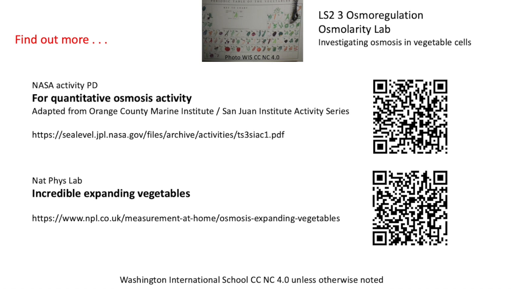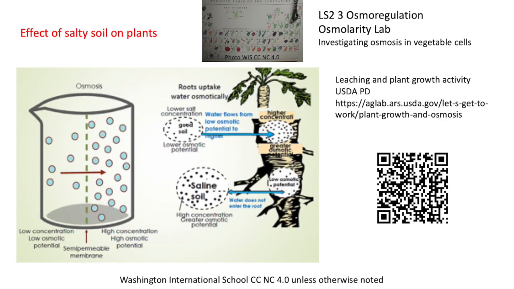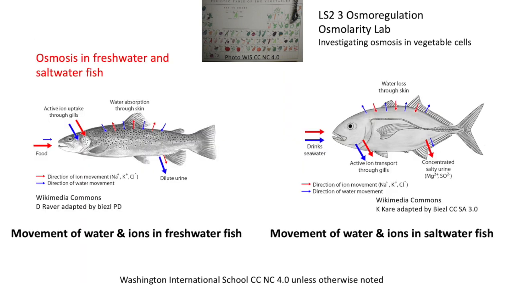The second one, incredibly expanding vegetables. Then effect of salty soil on plants, how it affects the plant itself. And for animals, osmosis in fresh water and salt water. And here it's the movement of water and ions, but the ions won't be going through a selectively permeable membrane. And you can look at that and remember that with the saltwater fish, you've got salt solution around it and what the differences are there.